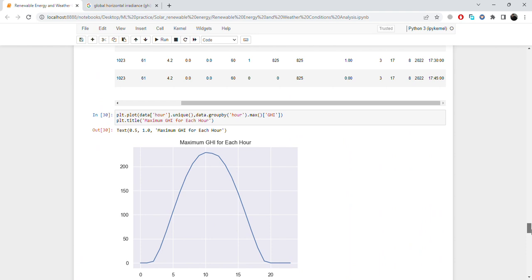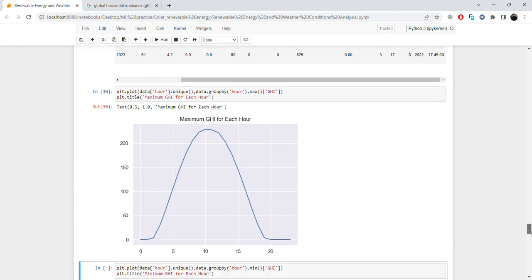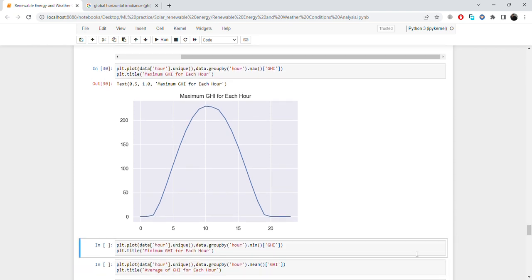Okay, but is that the final analysis? No. There are multiple factors which affect the GHI. We'll analyze it further and discuss which factors are affecting the GHI and why.